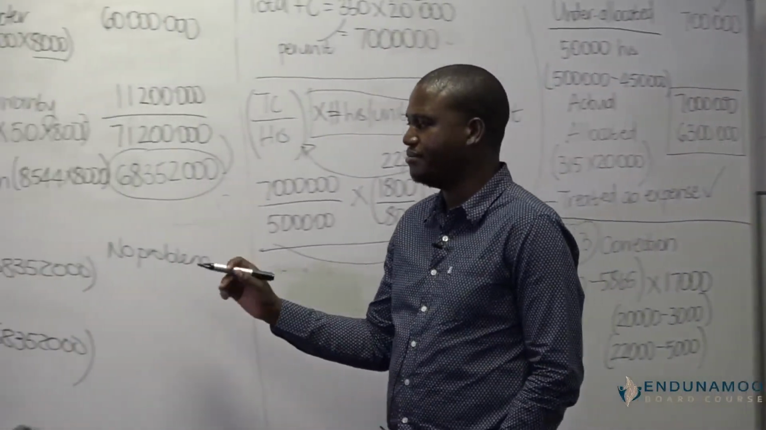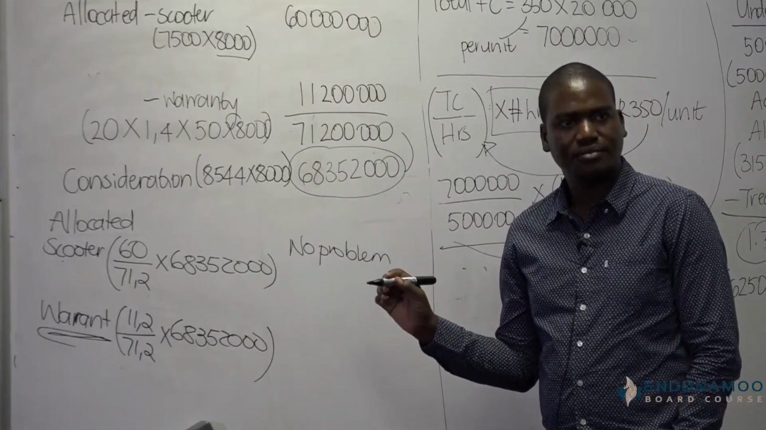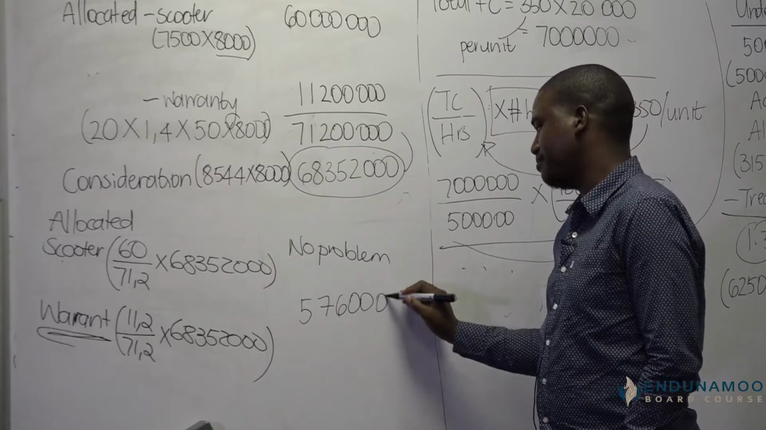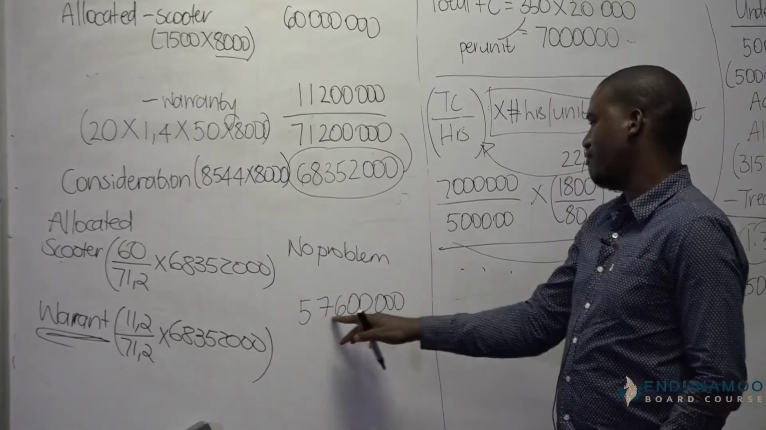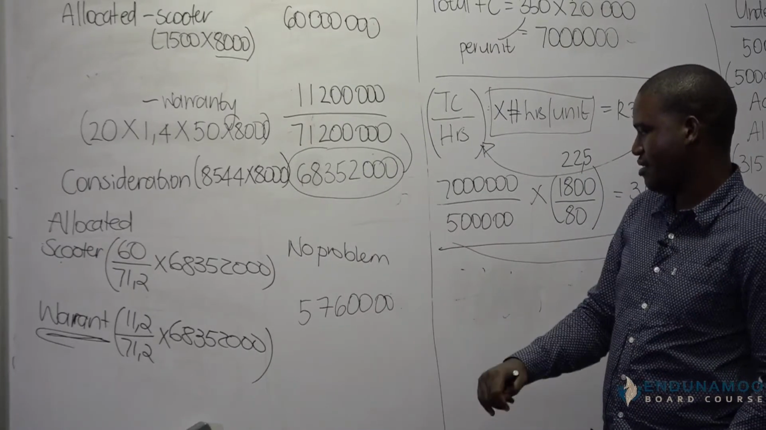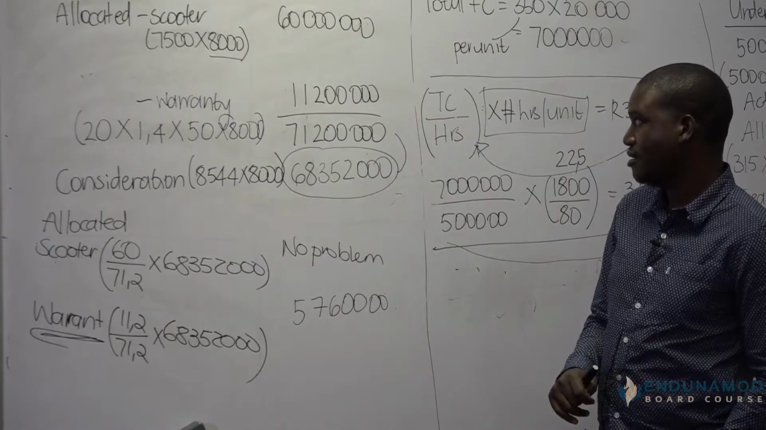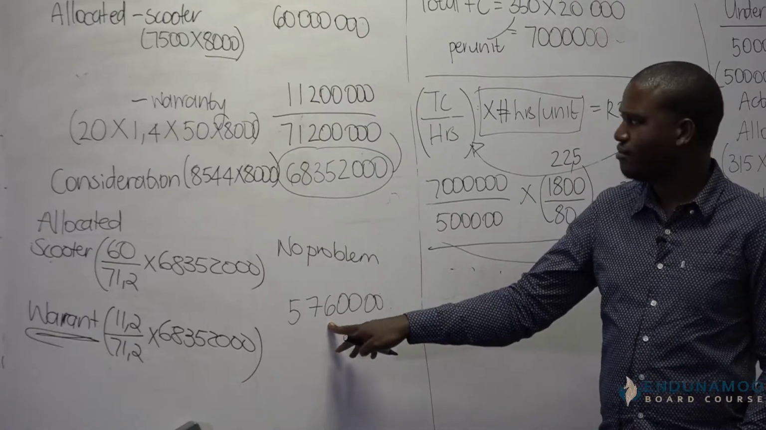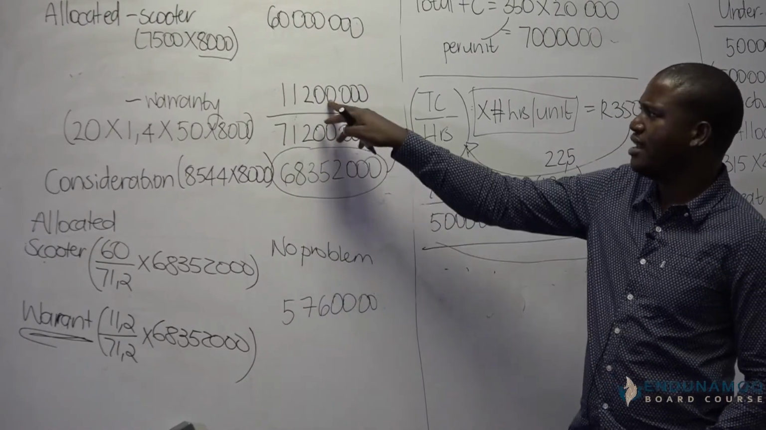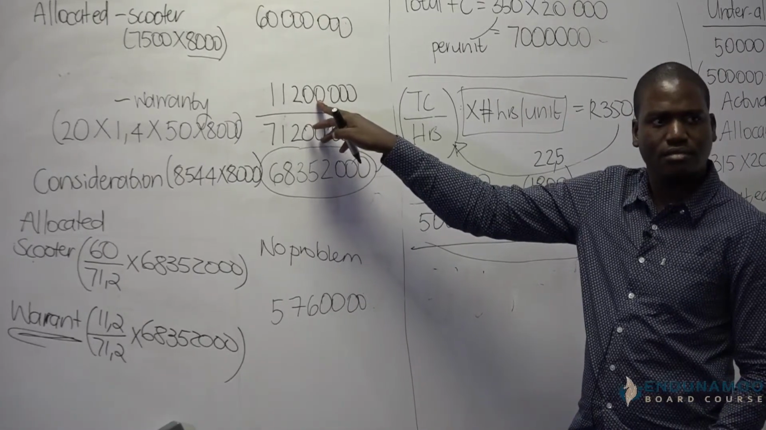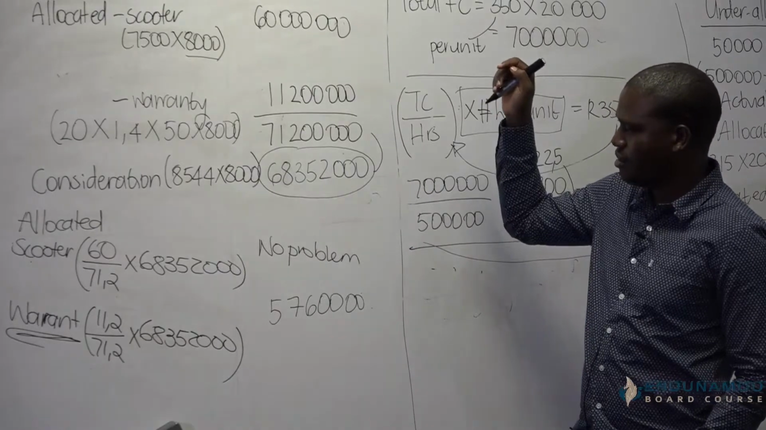So how much is the revenue allocated to the warranty? 5,7,600. 5 million. Is it like this, right? 5 million, 5.7. But this is 11.2. I'm not understanding what you're saying.